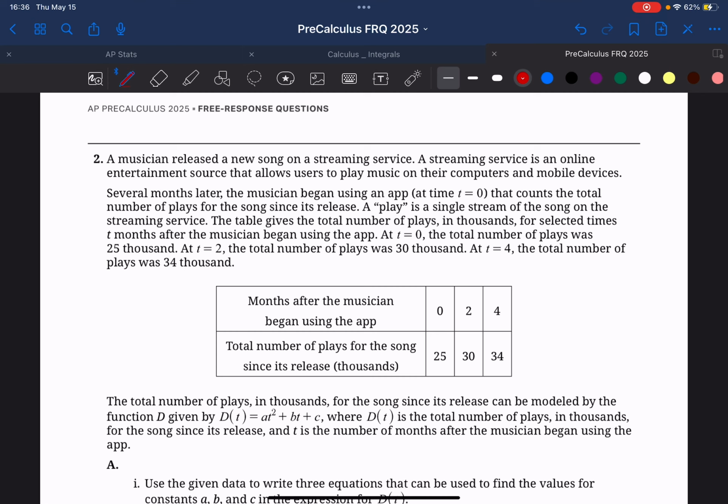Several months later, the musician began using an app at time t=0 that counts the total number of plays for the song since its release. A play is a single stream of the song on the streaming service. The table gives the total number of plays in thousands for selected times t months after the musician began using the app. At t=0, the total number of plays was 25,000. At t=2, it was 30,000. And at t=4, it was 34,000.